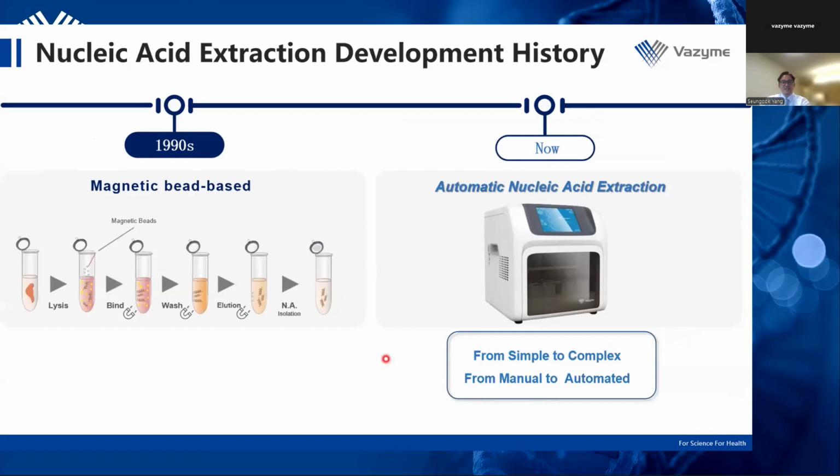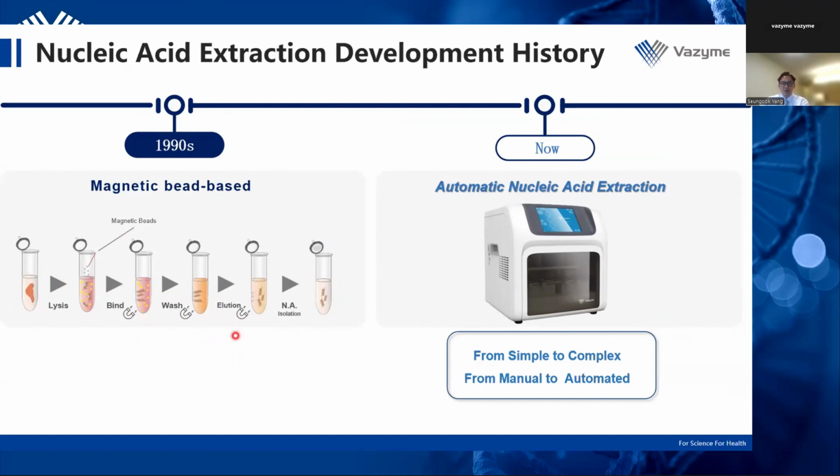In the 1990s, magnetic bead-based extraction was introduced. This method uses magnetic beads to bind nucleic acid and includes steps like lysis, binding, washing, and elution, and it made the process more efficient and easier to handle.